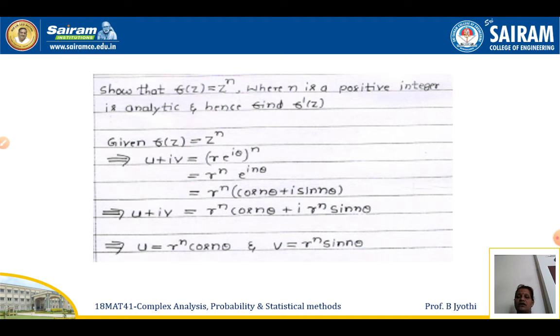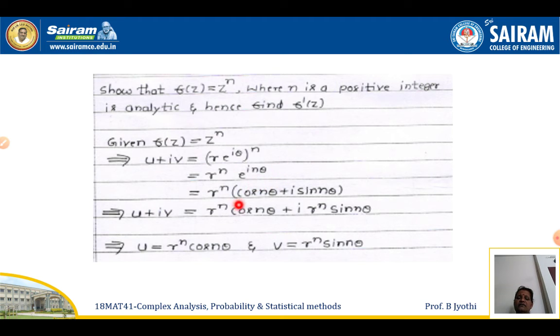Next, show that f of z is equal to z power n, where n is a positive integer, is analytic, and hence find f dash of z. Given f of z is equal to z power n, here also we cannot take it as x plus iy, because we don't know how many terms, so n is not known to us, it is just a finite number. And we will not know how many imaginary and how many real parts we will be getting. It's better to take r e power i theta as z.